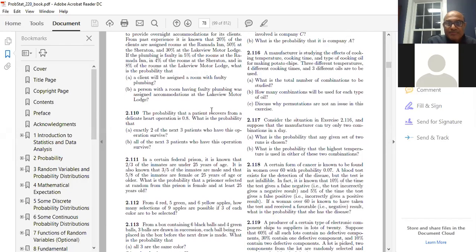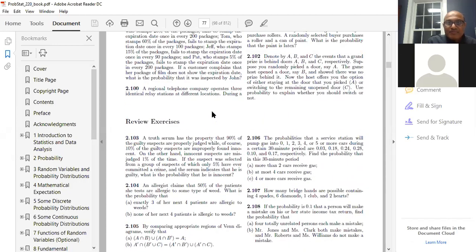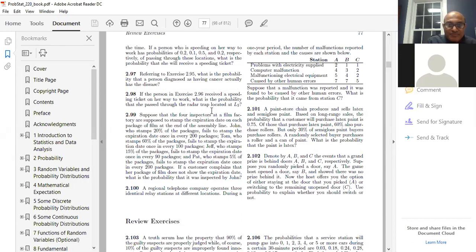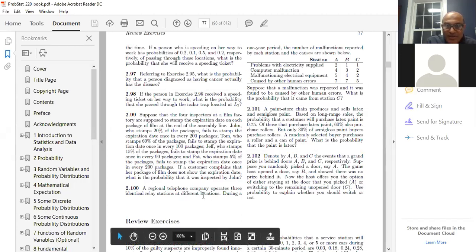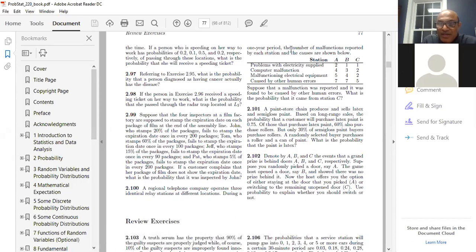Book example number 100. Yes, it'll go back. A regional telephone company operates three identical relay stations at different locations. During a one year period, the number of malfunctions reported by each station and the causes are shown below. I repeat, a regional telephone company operates three identical relay stations at different locations.